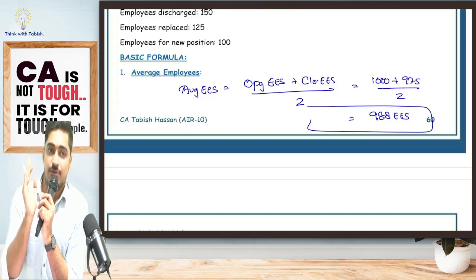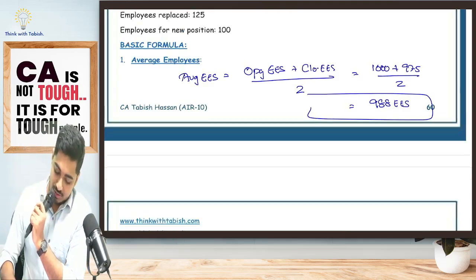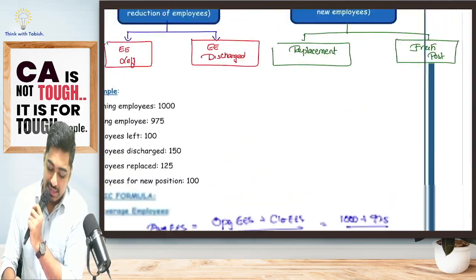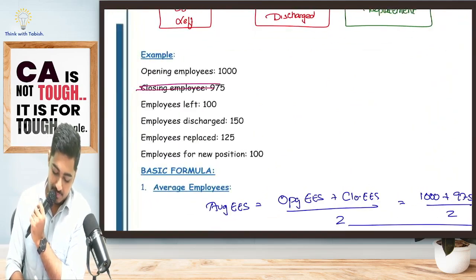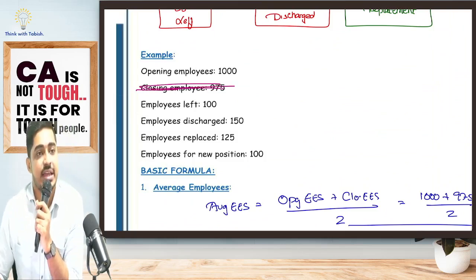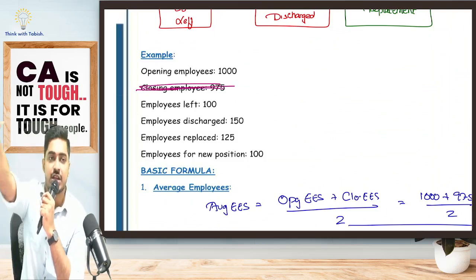So average number of employees, I have told, is opening plus closing divided by 2. Okay, boss. Now I want to calculate employees at the end of the year. Assume I don't know this value, but still I want to calculate. Can I still calculate? Tell me, students, at the start of the year, how many employees are there?